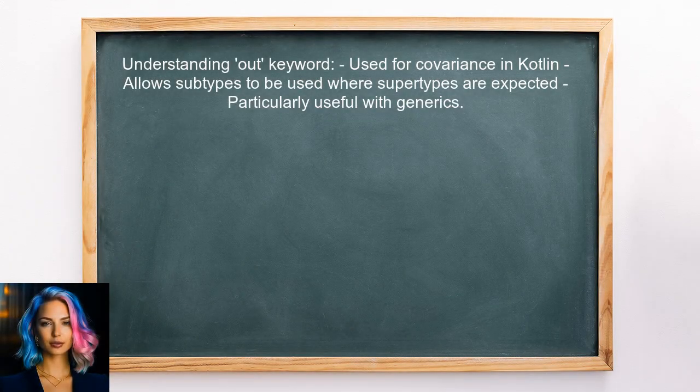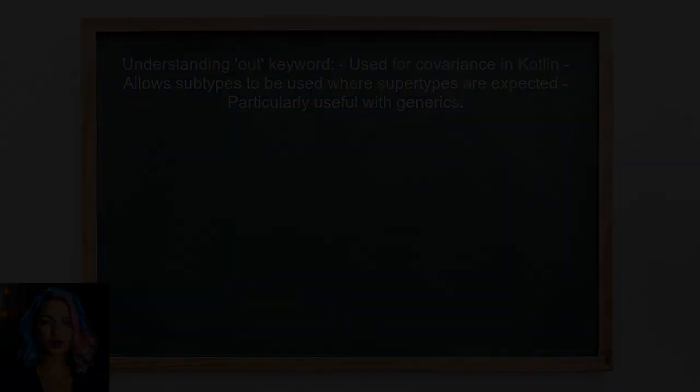To understand the out keyword, we need to talk about variants in Kotlin. The out keyword is used to declare a type as covariant, which means you can use a subtype wherever a supertype is expected. This is particularly useful when working with generics.